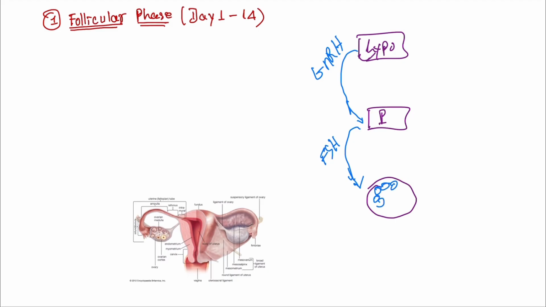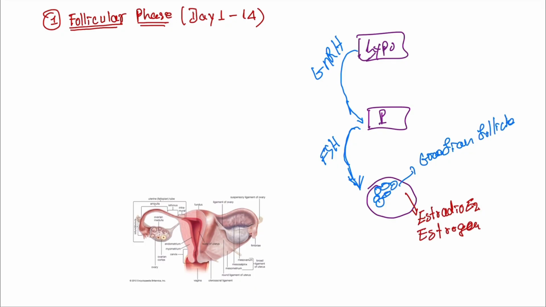Especially the Graafian follicle. FSH stimulates the growth of the follicle, and the growing follicle, especially the Graafian follicle, produces estradiol, E2, or you can say estrogen, because estradiol is the main estrogen in the ovary. I will focus on it a little bit.